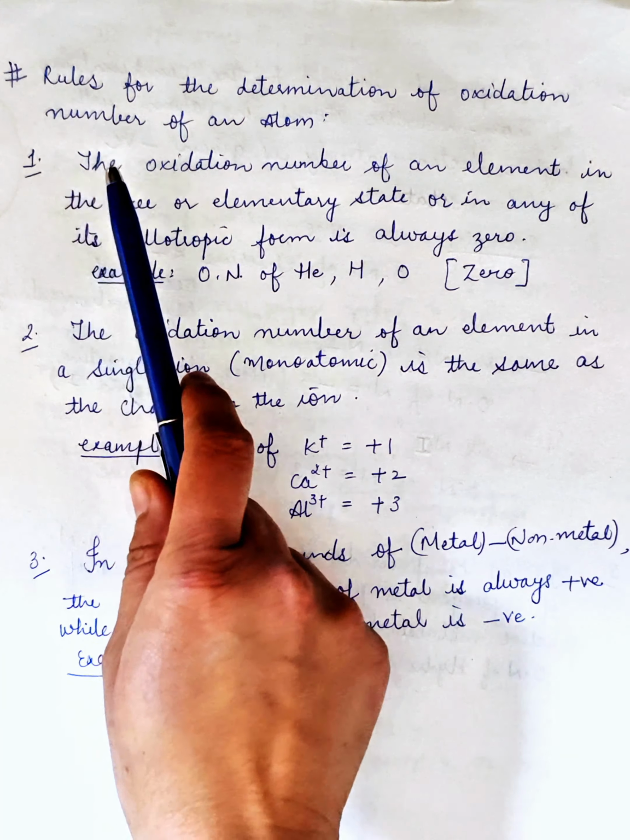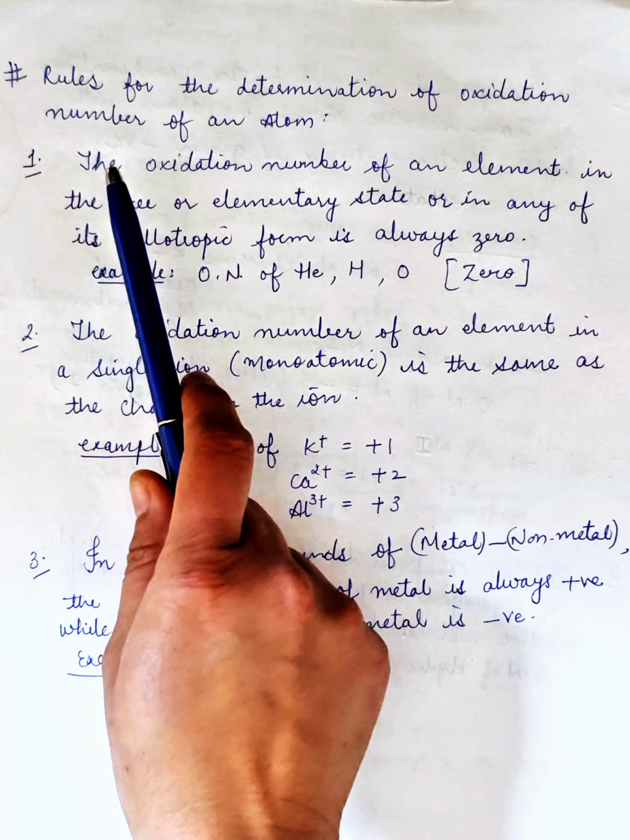Now, according to the fourth rule, in compounds formed by the combination of non-metallic atoms, the atom with higher electronegativity is given the negative oxidation number. For example, hydrochloric acid, HCl: hydrogen and chlorine are both non-metals. Out of these, we take the most electronegative atom as having the negative oxidation state. Chlorine is more electronegative, so the oxidation state of chlorine is -1. Similarly, for hydrogen, it will be +1.